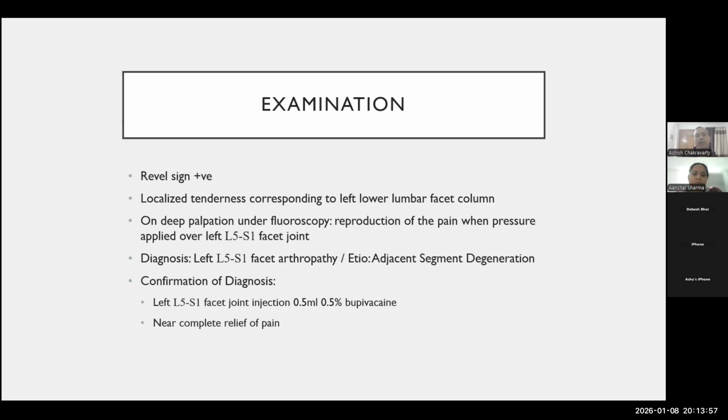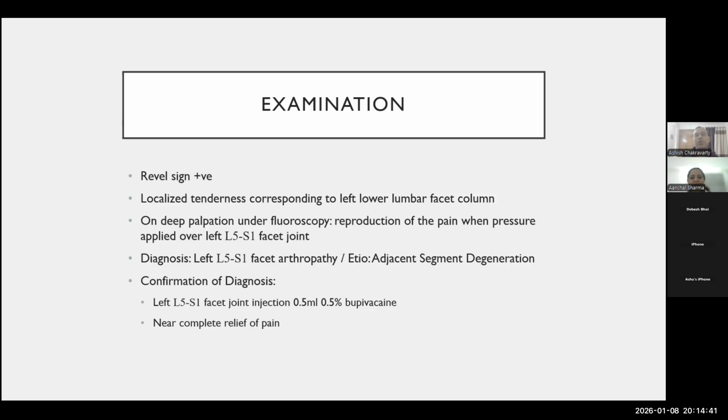examination, which revealed that the Revel sign was positive. The patient was having localized tenderness corresponding to the left lower lumbar facet column, below the level of the incision. On deep palpation, it corresponded on fluoroscope. So what I did was I took the patient to the OT and under fluoroscopy did a deep palpation, and the pain that was reproduced was over the left L5S1 facet joint. So there was a provisional diagnosis of left L5S1 facet arthropathy made.